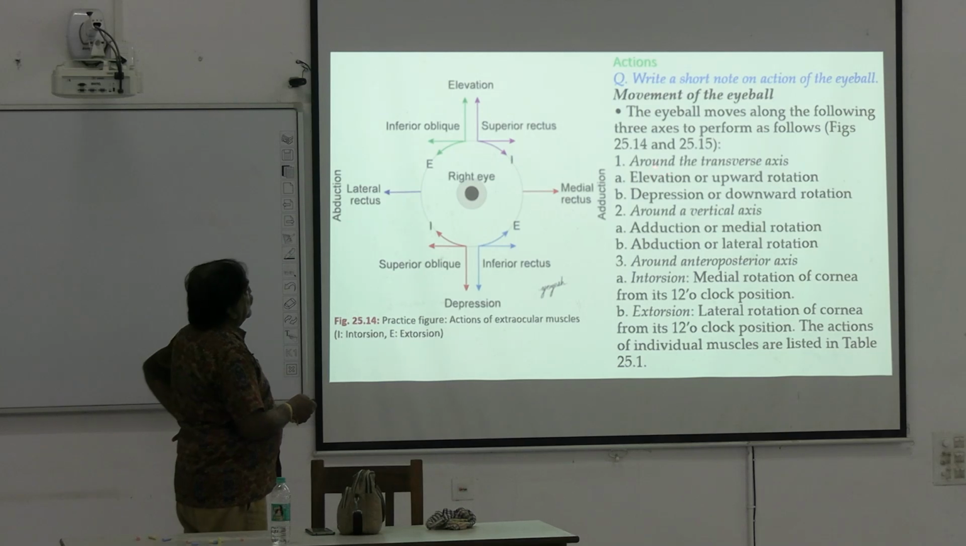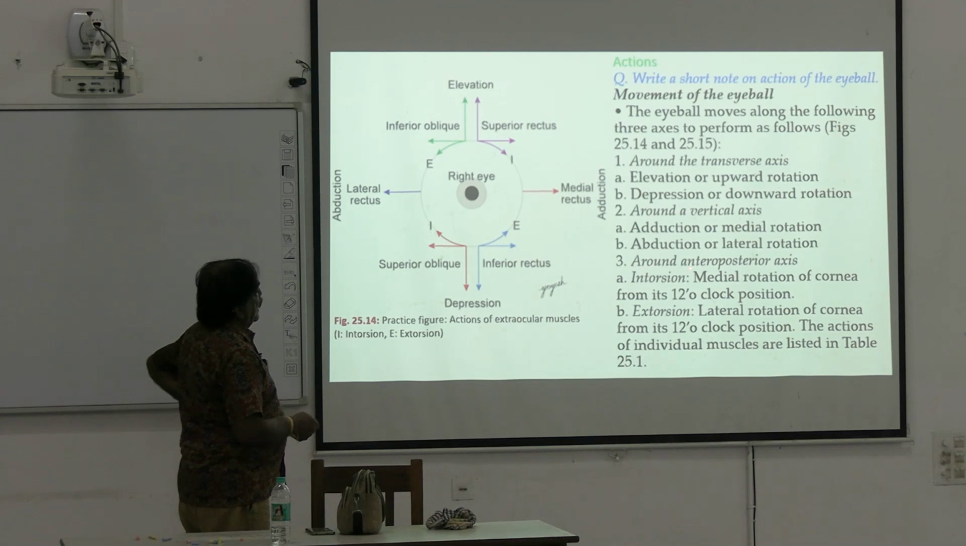Okay. Now, you can see the eyeball moves along the following three axes. Around the transverse axis: elevation or upward rotation, and depression or downward rotation. Second, around the vertical axis: adduction and abduction, medial rotation and lateral rotation. Around the anterior posterior axis: intorsion, medial rotation of the cornea from its 12 o'clock position, and extorsion, lateral rotation of the cornea from the 12 o'clock position. The actions of individual muscles are listed.